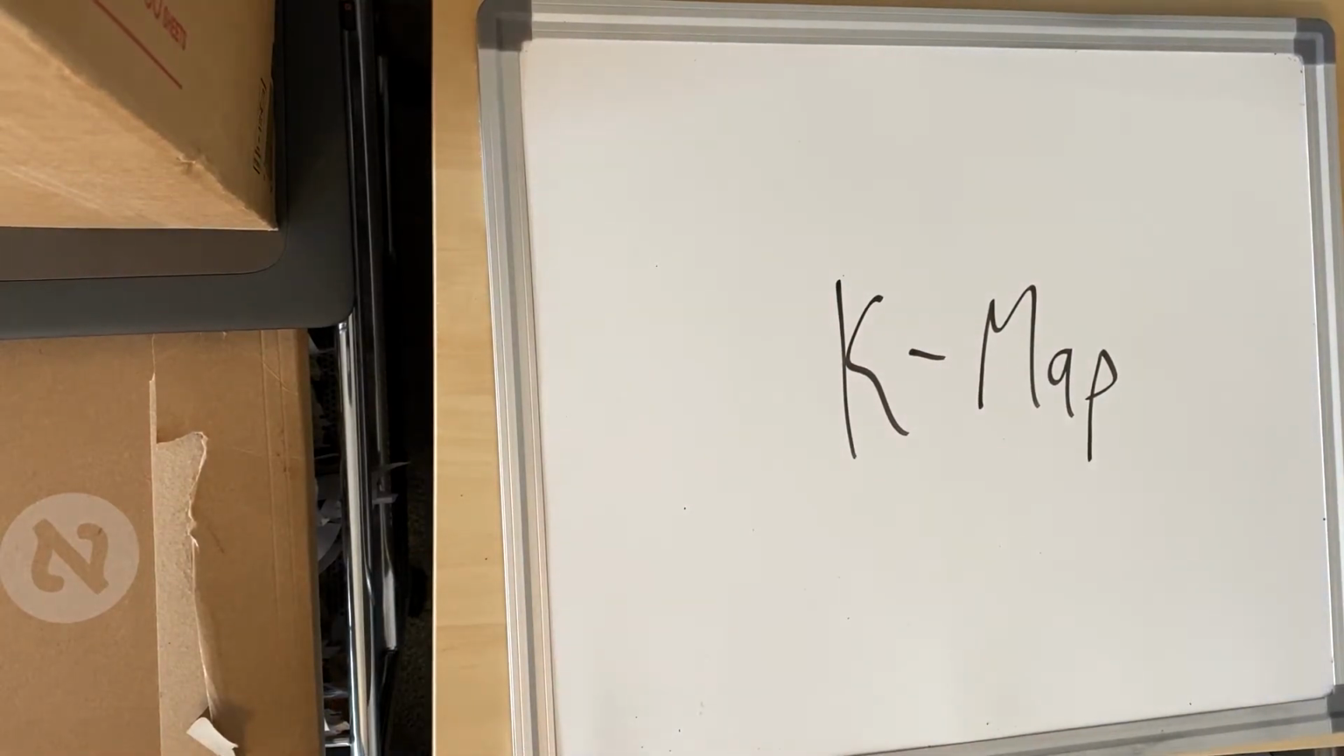Hey guys, I'm going to be trying to do a brief introduction into K-mapping, or Karnaugh mapping. K-mapping is a simplification process that gets you directly from the truth table of whatever we're looking at to the simplified logic expression.